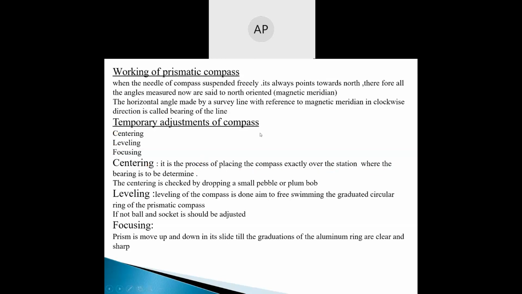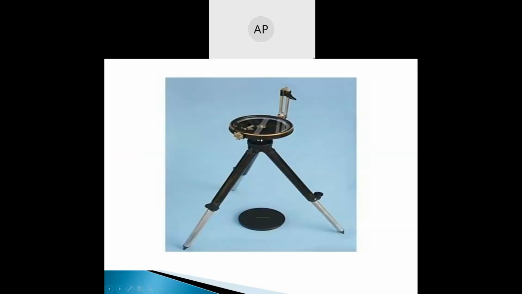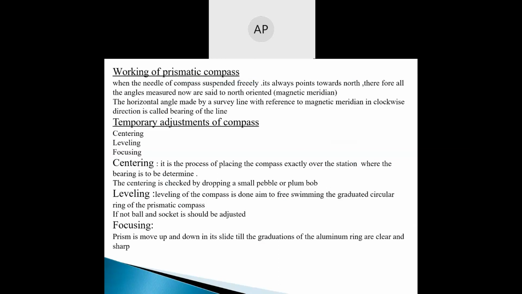From where you are taking the directions, taking the angles, that is your centering. That place is your centering place. Leveling of the compass is to be done with a free swing, swinging the graduated circular ring of the prismatic compass.